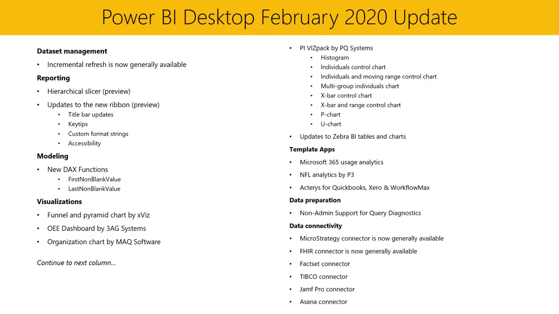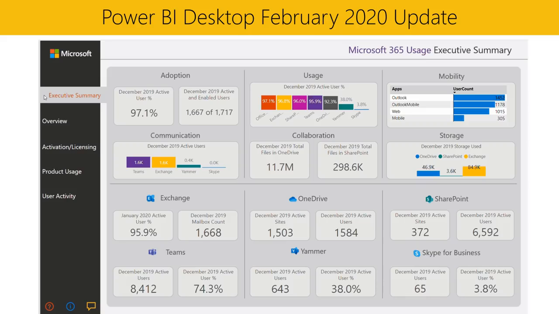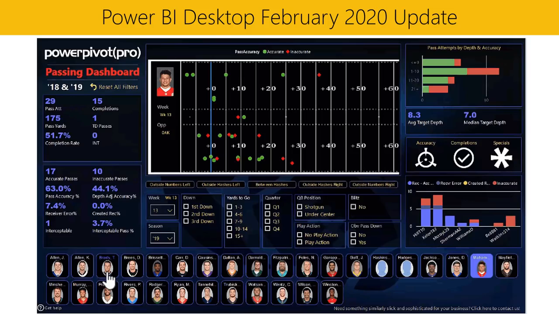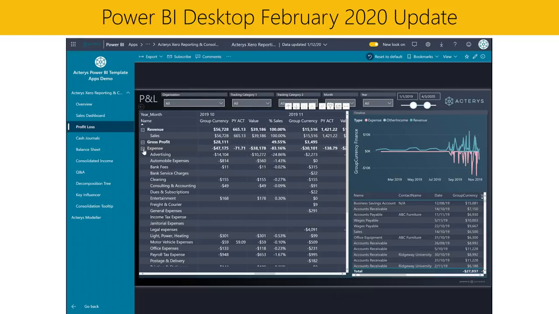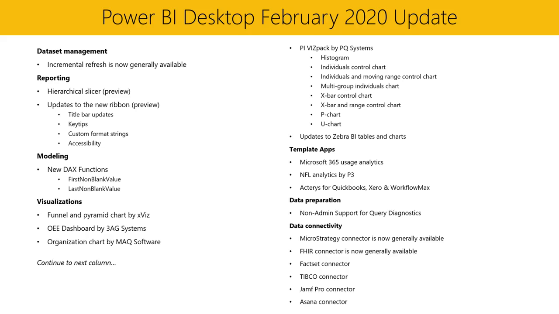Next, we have a few new template apps. If you're new to template apps, they're an easy way to build custom apps by starting from pre-built datasets and reports that were carefully curated by our partners. This month's template apps are Microsoft 365 Usage Analytics, NFL Analytics, Acteris for QuickBooks, Xero and Workflow Max. Be sure to check down in the description if you're interested in trying any of these template apps.